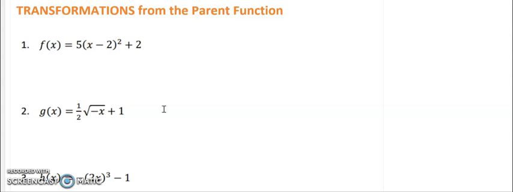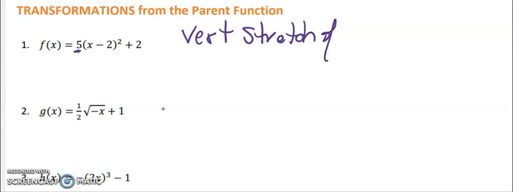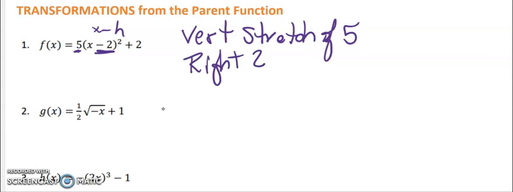The next thing we looked at was transformations. This is how a graph shifts, how it changes, whether it shrinks or stretches, whether it's vertical or horizontal. So I just want to run through these few things right here. This 5 would make it a vertical stretch. Vertical stretch of 5. This here, that's my x minus h, remember? I plugged in a positive 2, so we went right 2. Okay? And then this 2 on the outside means we went up 2.